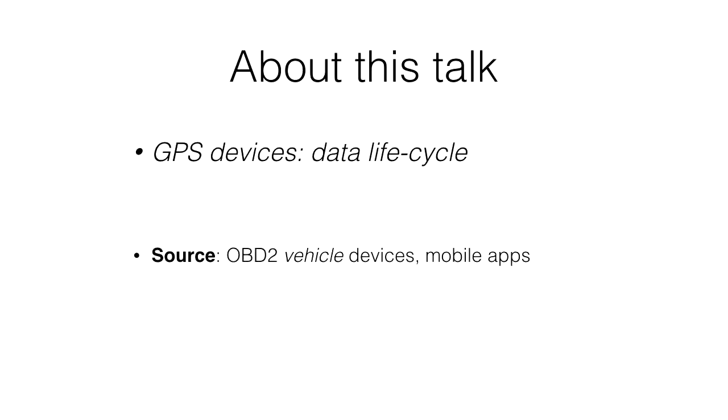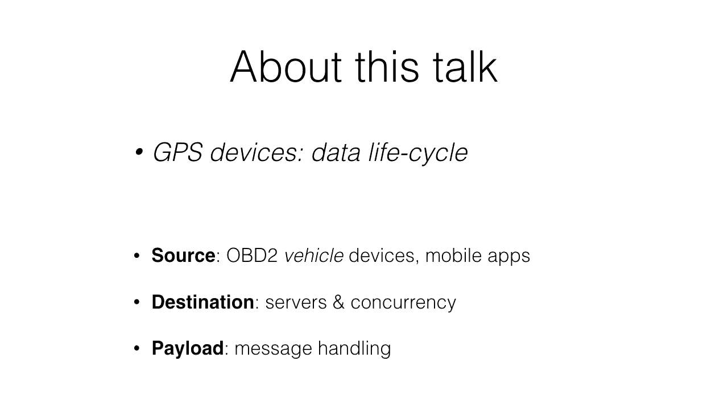So the menu for the talk is pretty simple. We're going to look at the source of the data, where it comes from. I'm going to focus really just on OBD vehicle devices, these things that you plug into your car, and I'll show you what that looks like shortly. The destination, where the data actually gets sent to, which is the server that you're responsible for writing. And then how you do a little bit of message handling. There's not a lot of time to go into detail, so I'm really going to give a high-level overview of each of these sections.